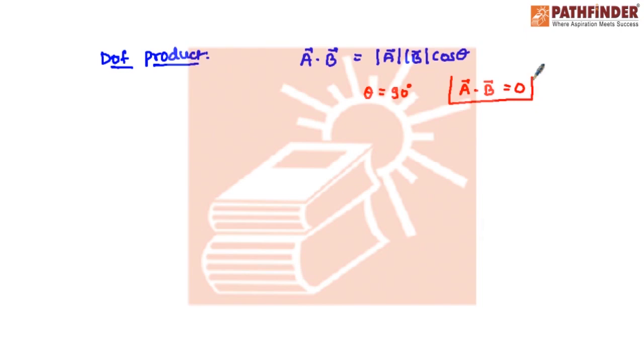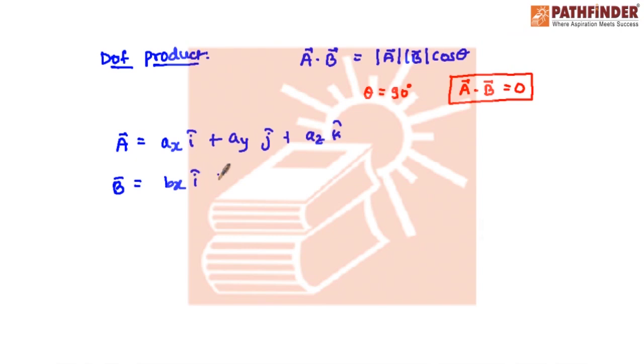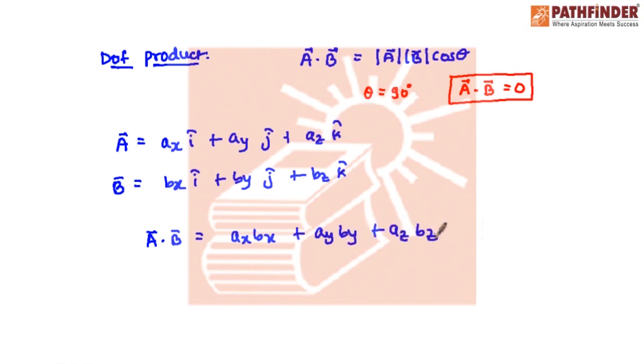So for two vectors which are perpendicular to each other, the dot product is 0, and if the dot product is 0 and the vectors are not null vectors, then they are making 90 degrees with each other. So if we write for a vector ax i cap, ay j cap, az k cap, and b vector bx i cap, by j cap, bz k cap, then we write a dot b simply as ax bx plus ay by plus az bz. Using this we obtain the equation for the dot product of the two vectors.